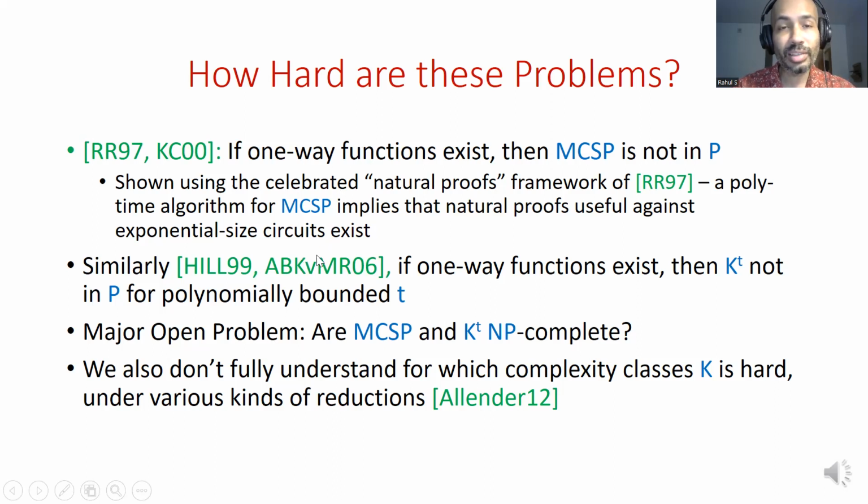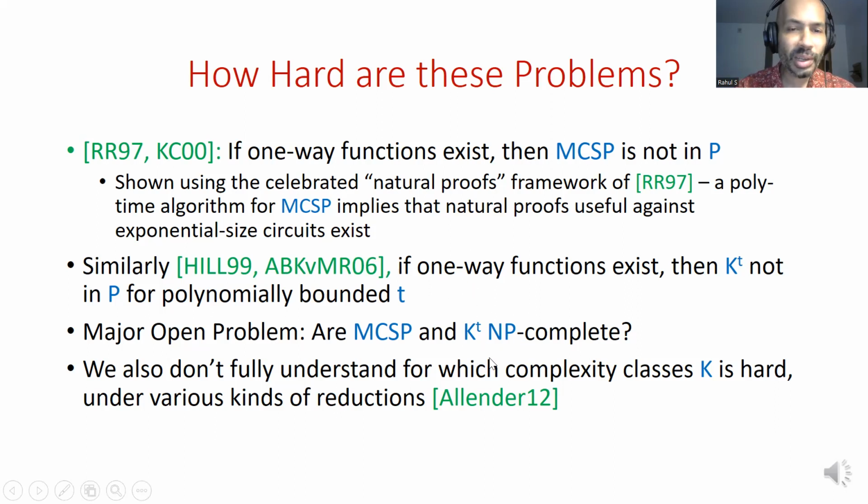And in a very similar way, if one-way functions exist, then K superscript T is not in P for polynomially bounded T. A major open problem in complexity theory is whether these problems are NP complete. So they're both in NP, there's evidence that they're hard, are they NP complete?